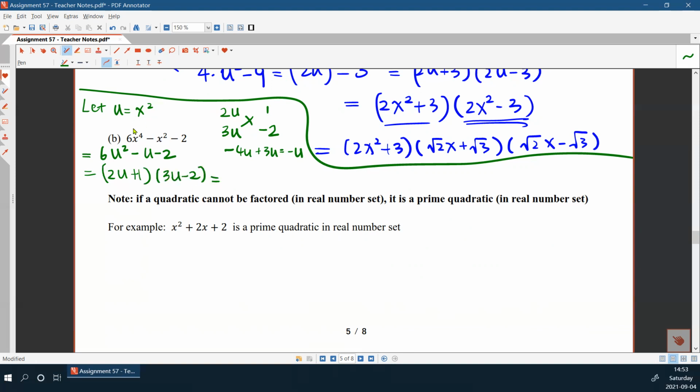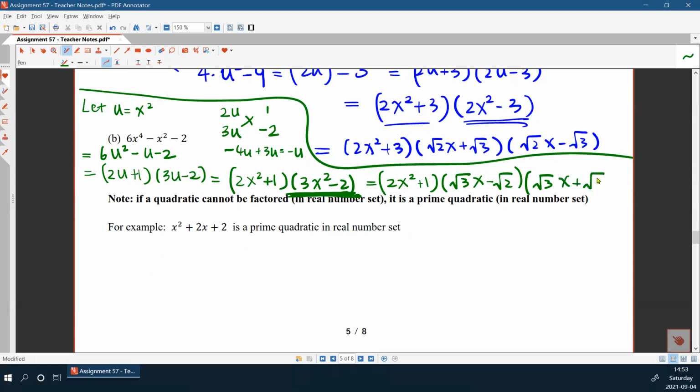And then you can put the x squared back to substitute the u, right? 2u is actually 2x squared, and then plus 1. And 3u is actually 3x squared minus 2, right? And remember that this is not over yet. We can use a formula to factor this again, right? So this can be rewritten as square root of 3x minus square root of 2, and then square root of 3x plus square root of 2, right?